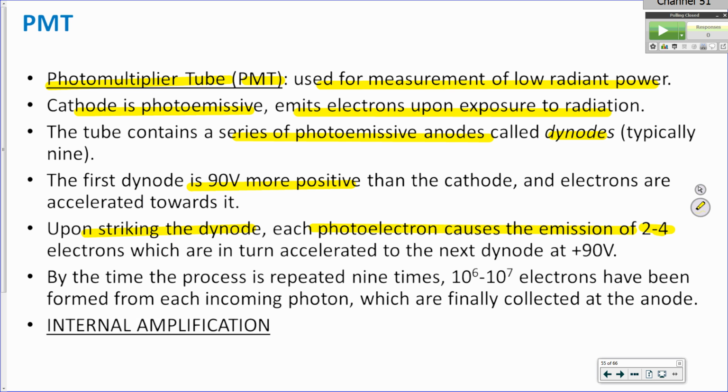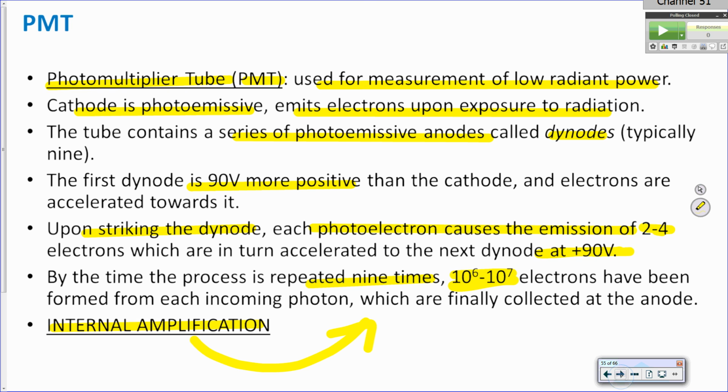When it hits the first dynode, it kicks 1 or 2 electrons off, or 2 to 4 electrons off, which are accelerated to the second dynode, which is 90 volts higher. And you repeat that process typically 9 times, and it gives you an amplification in the order of 1 million. What that means is every photon that comes in, 1 million electrons come out, or 10 million electrons come out. And this process is called internal amplification.